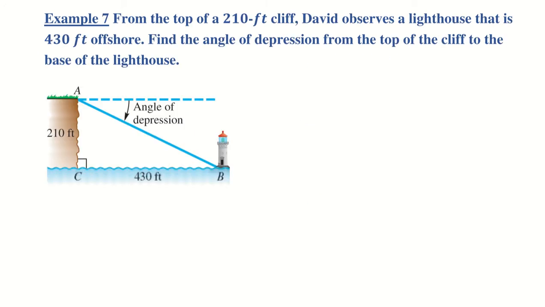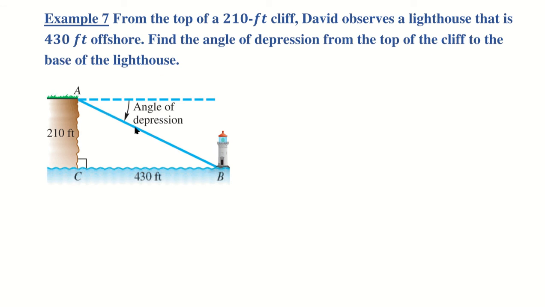All right, here's our last problem for the day. Yay, huh? Okay, so from the top of a 210-foot cliff, David observes a lighthouse that is 430 feet offshore. So here's a lighthouse. David is looking from up here, and we want to find the angle of depression from the top of the cliff to the base of the lighthouse.